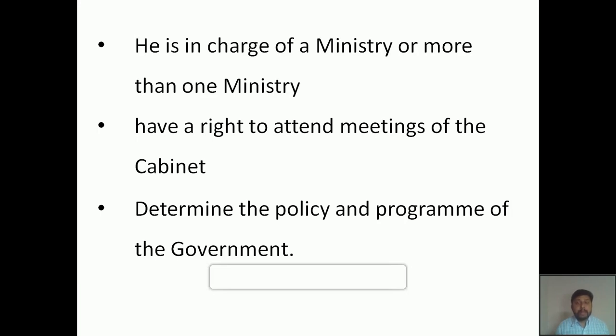At the same time, in certain cases, he has to get the opinion from the prime minister as well as the other cabinet ministers, according to the subject and the seriousness of the matter. So, determine the policy and program of the government. So, these are the different features and specialities of the first category of ministers, that is cabinet ministers.